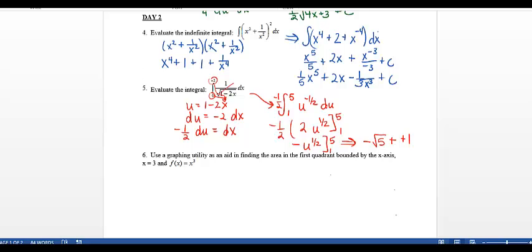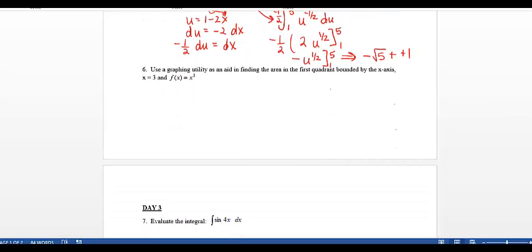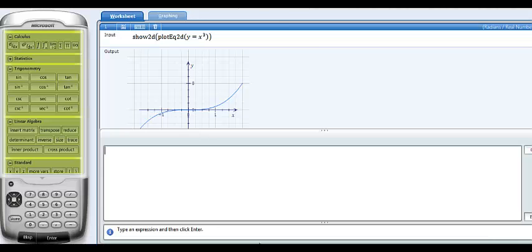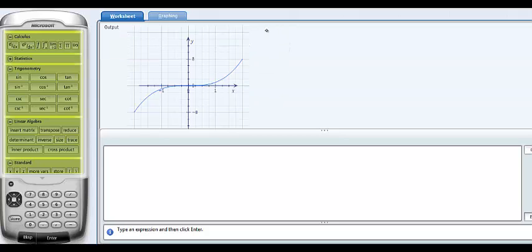The last one for this day, day 2, says using a graphing calculator or graphing utility to find the area in the first quadrant bounded by the x-axis, x equals 3 and x to the third. I've gone ahead and graphed that in the graphing calculator already. Notice how this only goes out to 1 right now. I really want to look way over here to 3. The area bounded in the first region would be anything underneath the curve all the way over here to 3, and that would go clear up to 27, and I'm not going to graph that far, but it's the area underneath that curve.